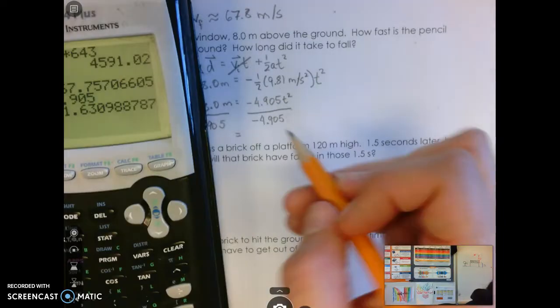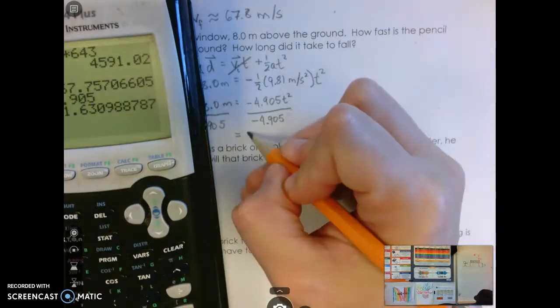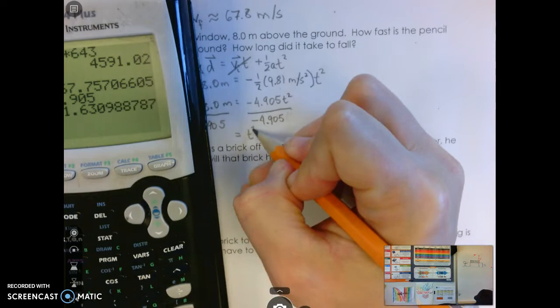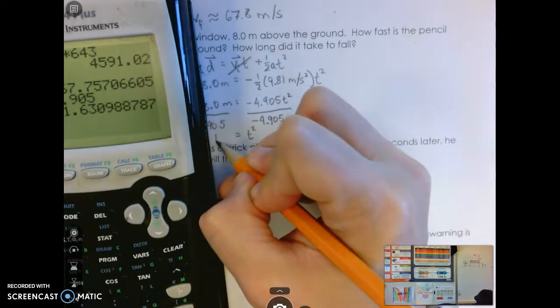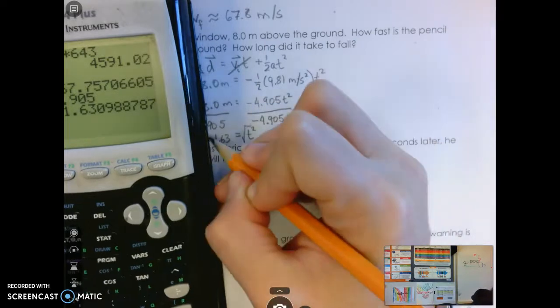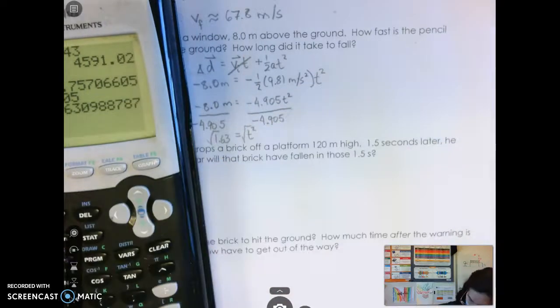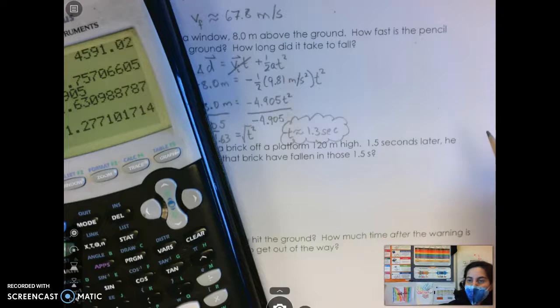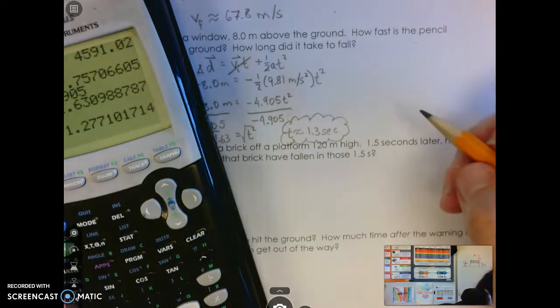Got an answer. It's 1.63. Am I done yet? No. That was t squared. That means you still have to take the square root before you get a final answer of about 1.3 seconds. Now, for final velocity, you'll need a different equation.